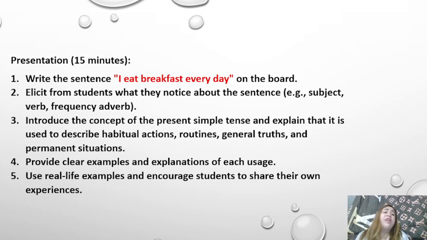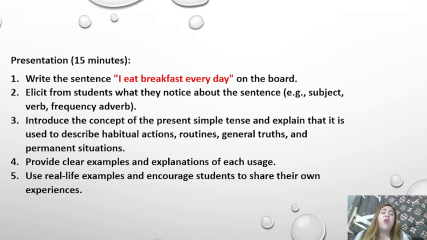And then after introducing the concept of the present simple tense, you have to explain that it is used to describe habitual actions, daily routines, general truths, and permanent situations. And then after that, provide them clear examples and explanation of each usage. And then after that, you can also use real life examples.